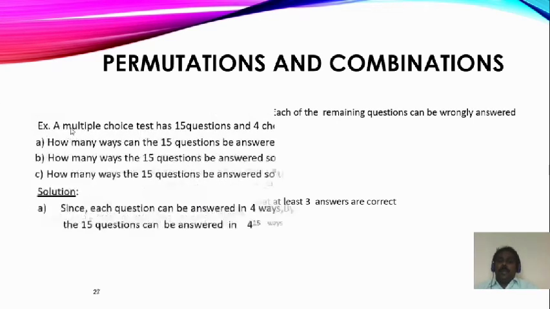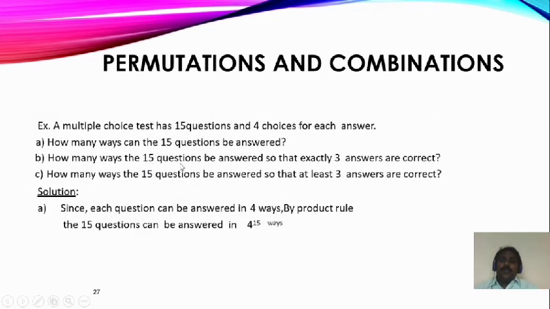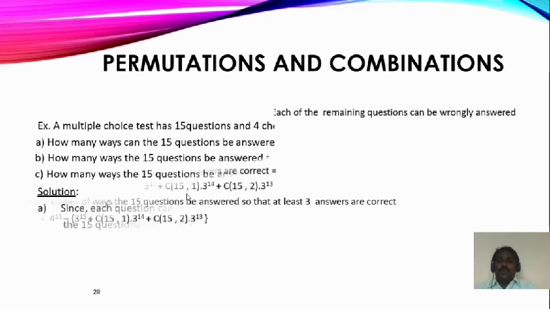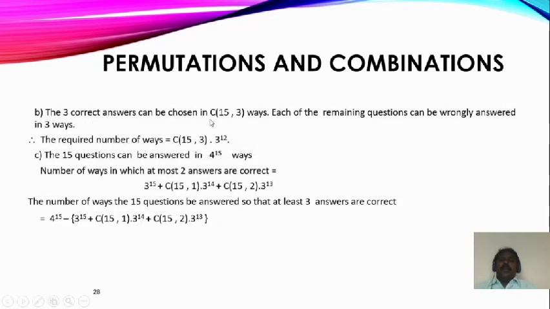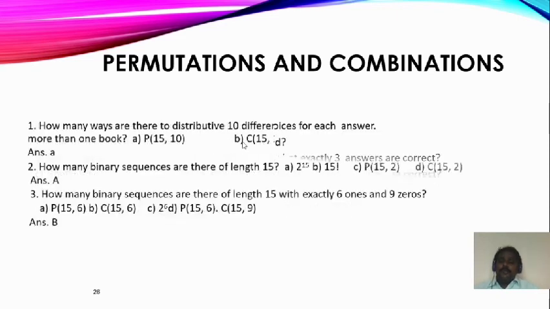Next, the second one: how many ways can the 15 questions be answered so that exactly 3 answers are correct? The 3 correct answers can be chosen in 15C3 ways. So the required number of ways is 15C3 into 3 power 12. Out of 15 I am taking 3, so the remaining is 12, giving 3 power 12. So the answer is 15C3 into 3 power 12. Next question is C.